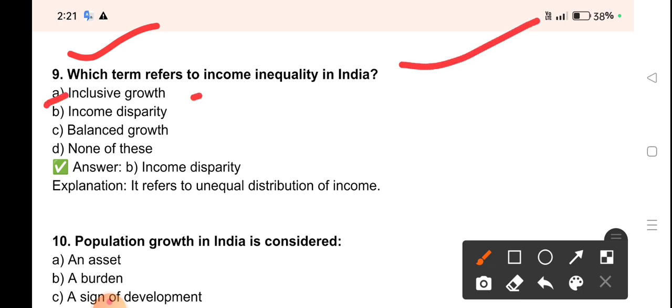Which term refers to income inequality in India? Inclusive growth, income disparity, balanced growth, none of the above. Income disparity. Income disparity refers to income inequality in India. It refers to unequal distribution of income.